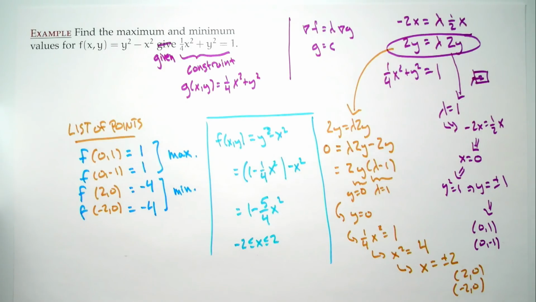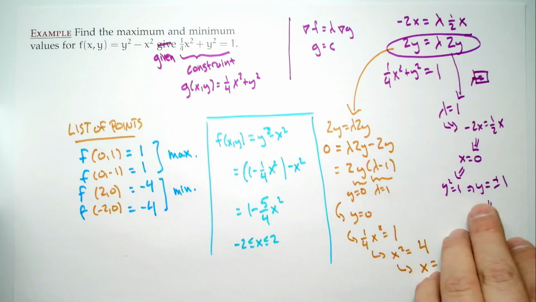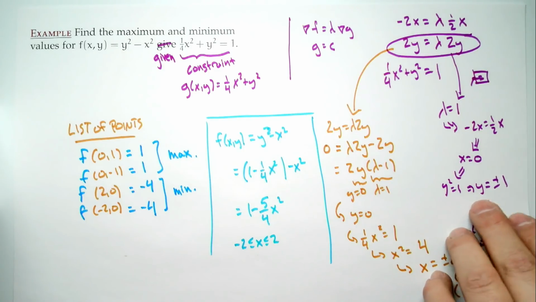So yes, I understand that it is possible to go through and do it in different ways by saying, let me use the constraint to reduce the number of variables. But again, we don't want you to do that. We want you to follow the process.